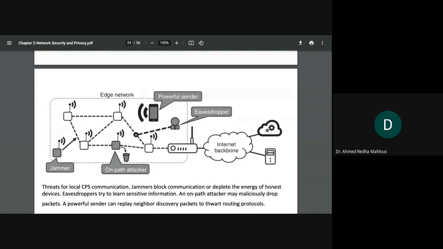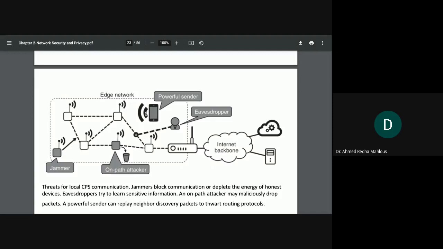To prevent someone who is outside this perimeter from listening to the communication, we try not to have a higher signal. We just limit our signal to a small specific area, so anyone who is outside cannot listen, cannot get the signal of the wireless communication.